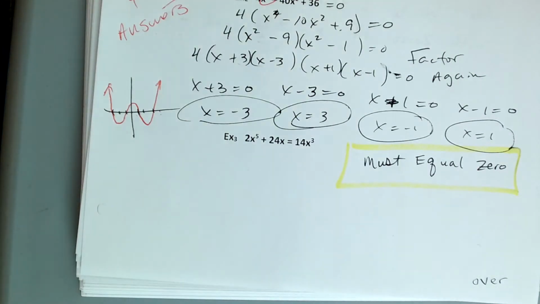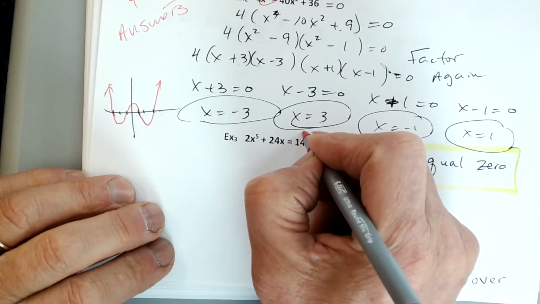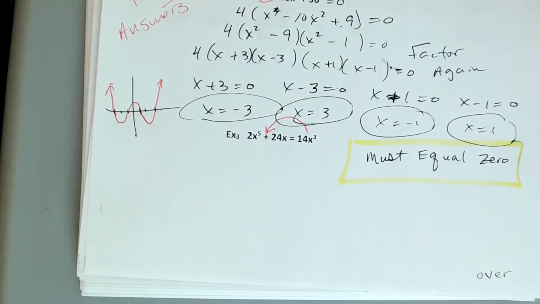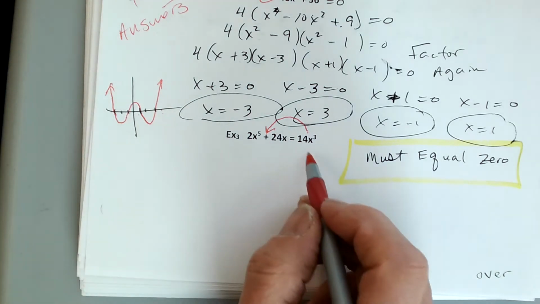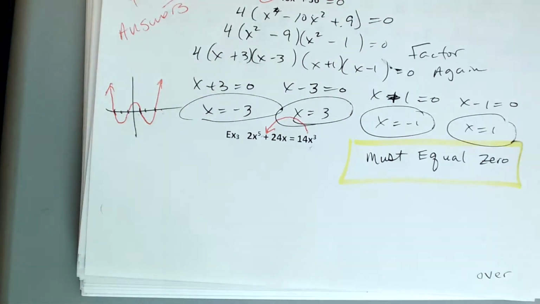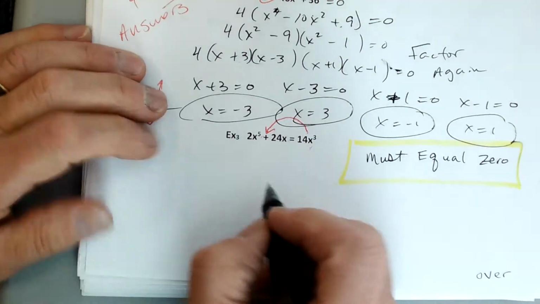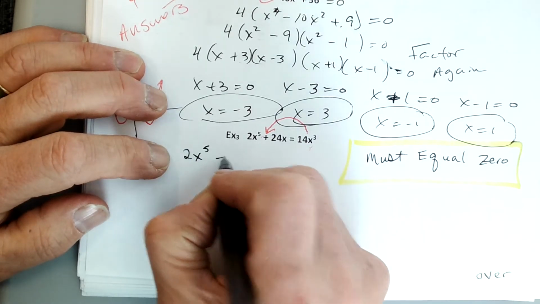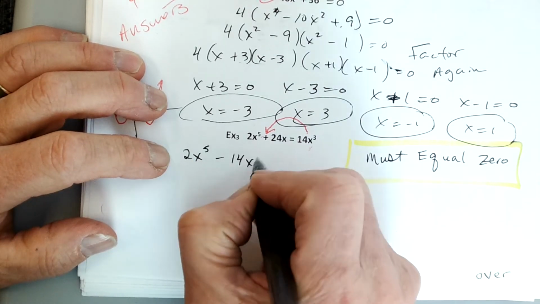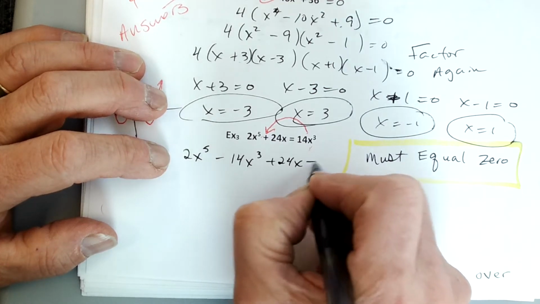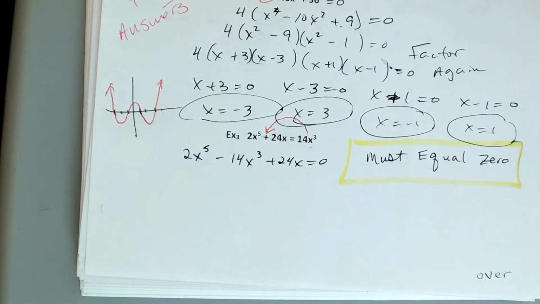So I'm going to bring the 14x cubed over. I'm going to put it right in there because I like things to be in what we call standard form or descending order. So to bring it over, I have to subtract it. Agree? We're in algebra 2, so I can just bring it over, and you guys know what I'm doing. We're not in algebra 1. I don't have to show that step. So I'm going to go 2x to the 5th, subtract 14x cubed, plus 24x equals 0. Okay, so now I've got it equal to 0, right?